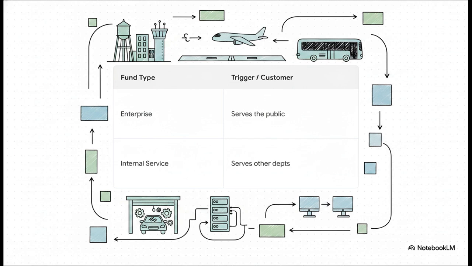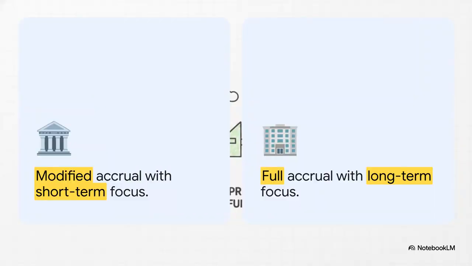Internal service funds, on the other hand, operate on a cost reimbursement basis by charging other government departments. A classic example is the general fund paying a centralized municipal IT department. Both of these funds aim to break even or generate a return, exactly like a private sector corporation. And this brings us to a brilliant core contrast. Unlike governmental funds, proprietary funds use the economic resources measurement focus alongside full accrual accounting.